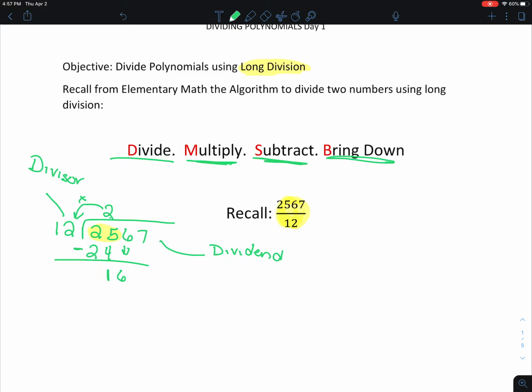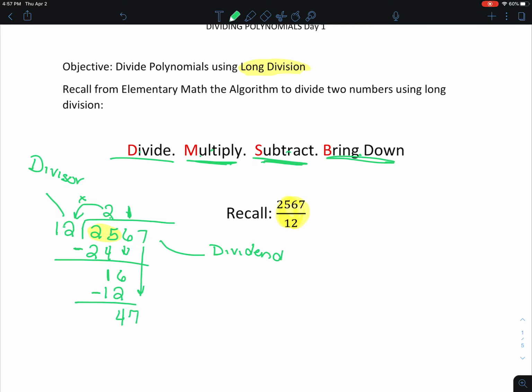So how many times does 12 go into 16? Once. So 1 times 12 is 12. I multiplied, and now I'm going to subtract, because we go back to the algorithm: divide, multiply, subtract, bring down. So I divided 12 into 16, 1. Then I multiplied 1 times 12 and got 12. And now my next part is to subtract. And the last thing we're going to do again is bring down. So we're going to bring down that 7, and we get 47.